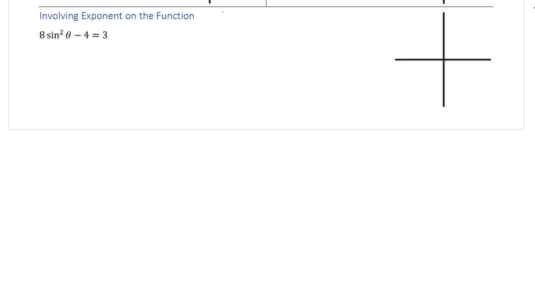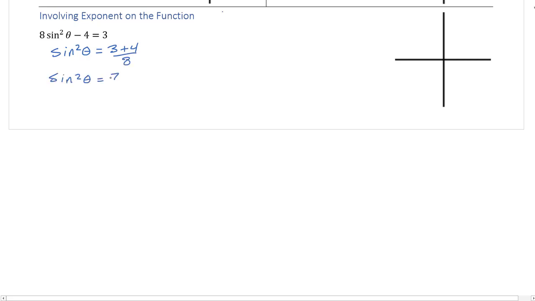First thing we've got to do is isolate the sine function. So we have sine squared theta. We're going to add the 4 to the other side, then divide by 8. So we're going to have sine squared theta equals 7 over 8. Now, here's where it's going to get a little messy. We have to take the square root, so sine theta eliminates the square on that side. And remember, we could have a positive or a negative value of the square root of 7 over 8.